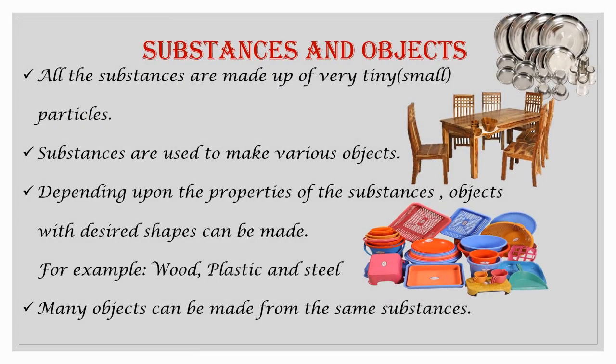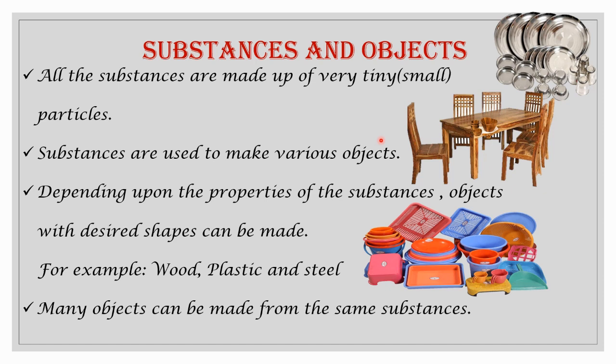Students, now let us understand about substances and objects. All the substances are made up of very small particles, or we can say very tiny particles. Objects are made up of substances and objects have a specific shape. Their parts have a specific arrangement by which we identify them.